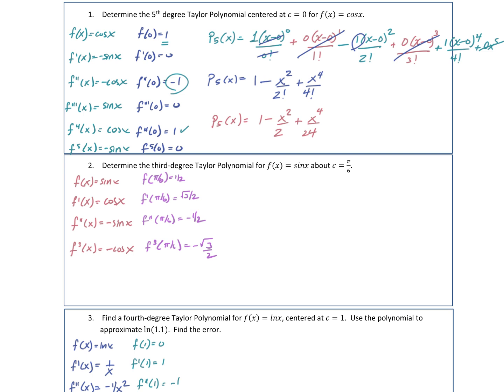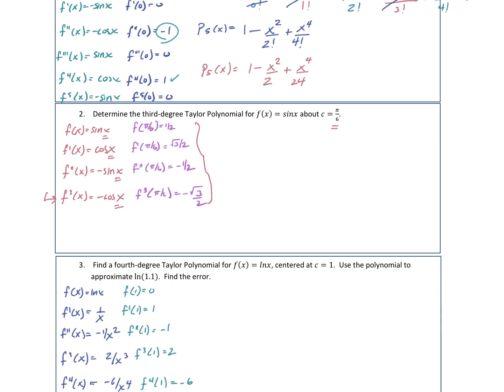For number 2, sine of x, again, I went ahead, so third degree, I went up to the third derivative, so right there. Found all the derivatives. They want us to do it now centered at pi over 6. So I plugged in pi over 6: sine of pi over 6, cosine of pi over 6, and so on. So now I'm going to get coefficients for each of my terms. They want the third degree, so I'm going to write it here.